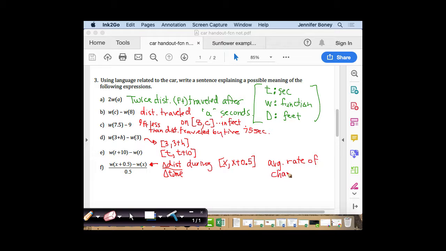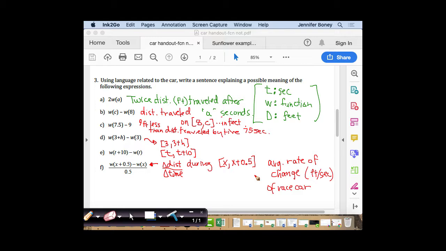And this doesn't have to be the answer to this. This is just one way we could interpret this. The average rate of change in feet per second of the race car during this particular interval, an interval that starts at a general value x and goes forward 5.5 seconds.